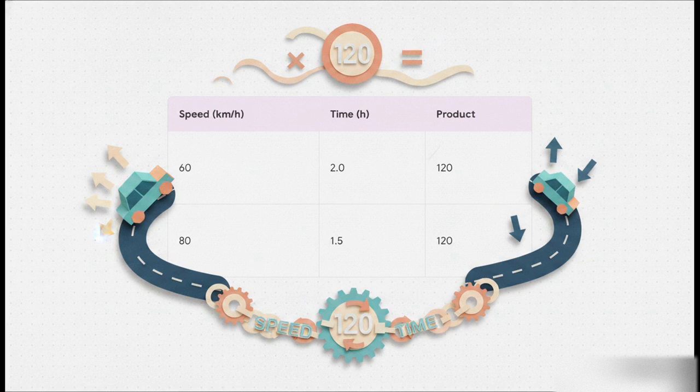60 times 2 is 120. 80 times 1.5 is also 120. In an inverse proportion, the product is always your constant. Let's just put them side by side to really build a clear picture in your mind. This is the ultimate showdown.